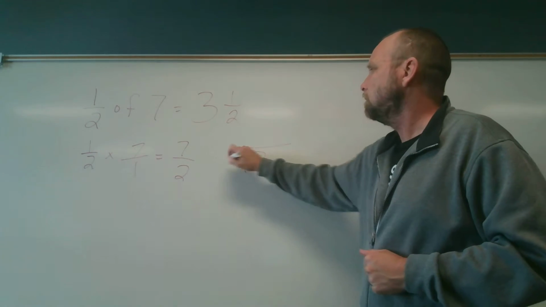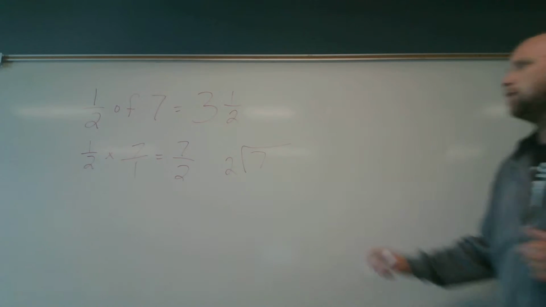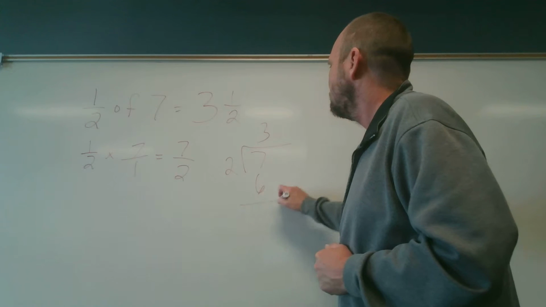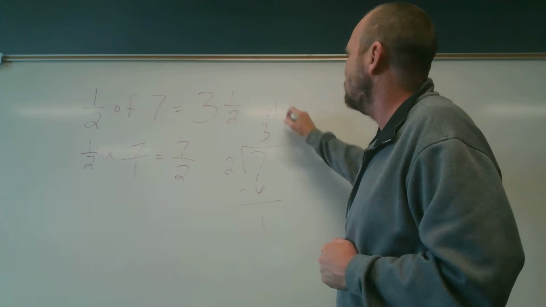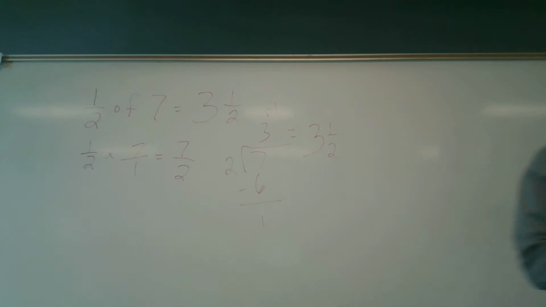So if I do 7 divided by 2, Macy, how many times is 2 going to go into 7? 3 times. And 3 times 2 is what, Macy? 6. And I subtract, I get 3 remainder 1, which equals 3 and 1/2.